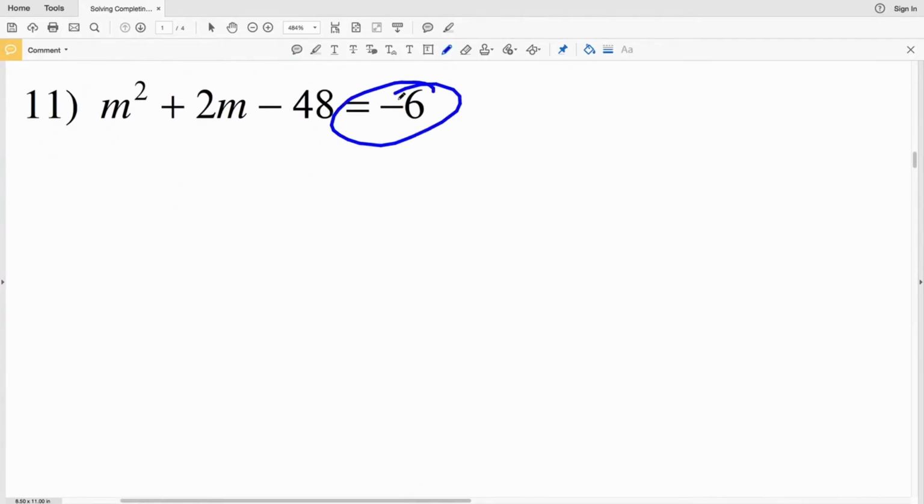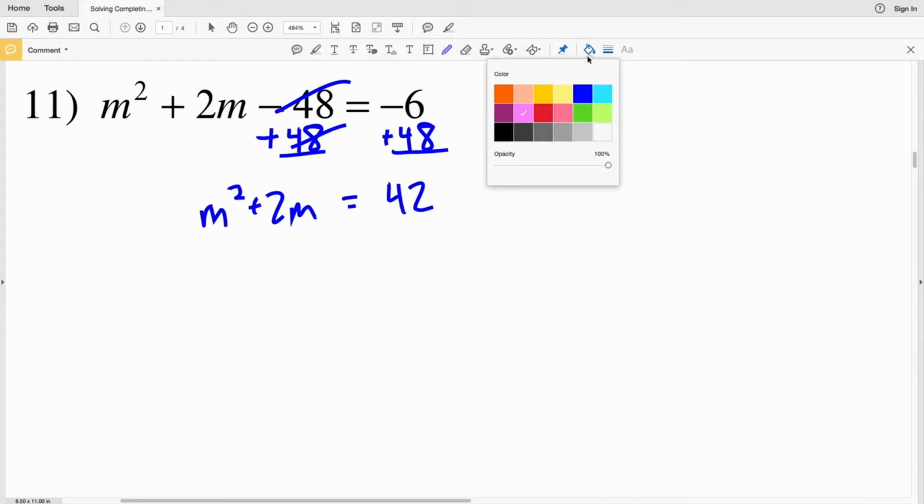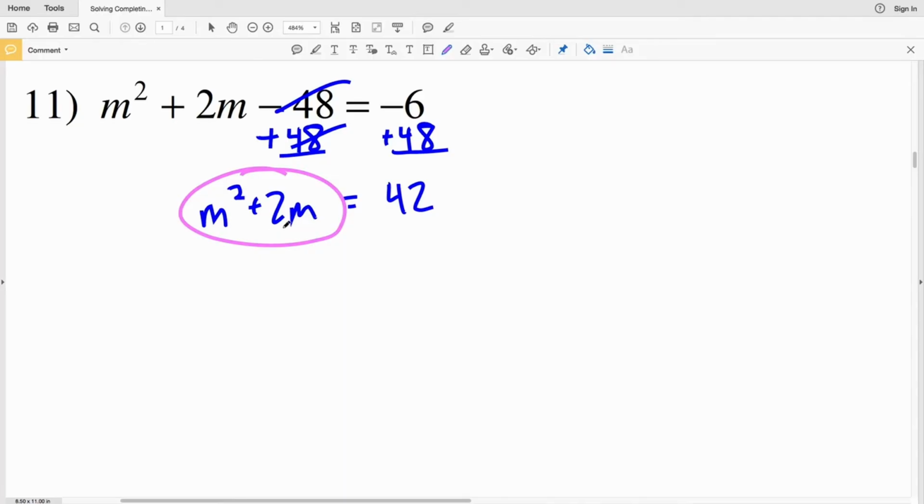And number 11, even though this doesn't equal 0, that's okay, because we're just going to add 48 to both sides, just like in the previous two problems where we're adding that constant to move it to the other side of the equation. So we'll have m squared plus 2m equal to negative 6 plus 48, which is a positive 42. Now we're going to figure out what the c value is in order to complete the square m squared plus 2m, and then we're going to be adding that c. So if b is equal to positive 2, c will be equal to 2 over 2 squared, which equals 1 squared, which is 1.